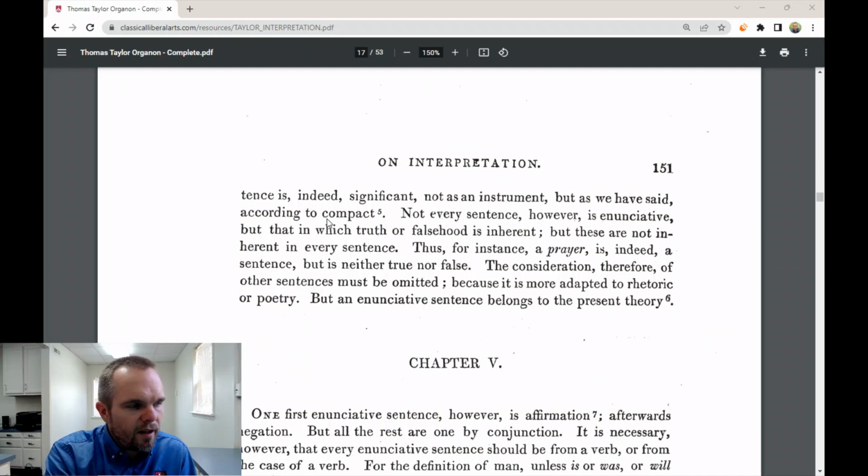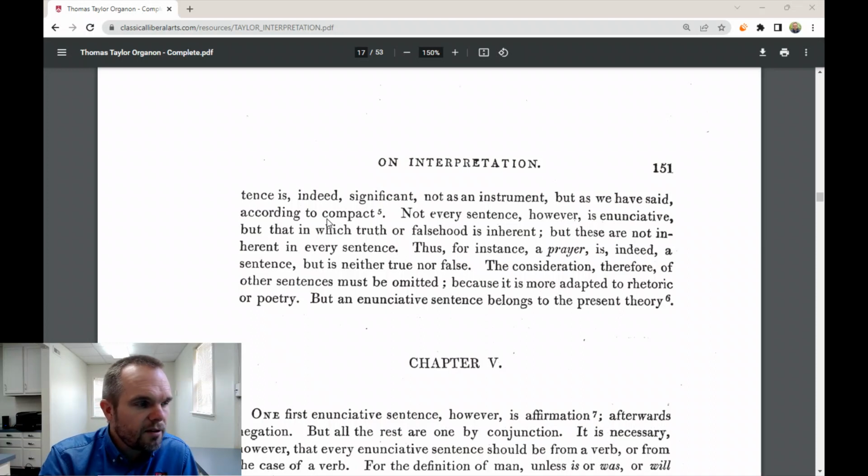The consideration, therefore, of other sentences must be omitted. So any other kind of sentence, anything other than an enunciative sentence, must be omitted. They have nothing to do with the art and science of reasoning. So we're zeroing in on one kind of sentence, which is the only kind of sentence that we're interested in for reasoning, and it's the enunciative sentence, a sentence in which truth or falsehood is inherent. It's either true or false. And there's only one kind of sentence that, as soon as it comes out of our mouth, is either true or false, and that's enunciative speech.